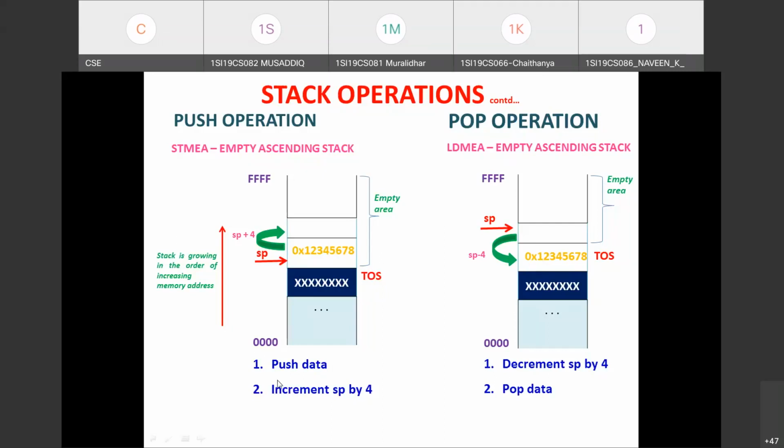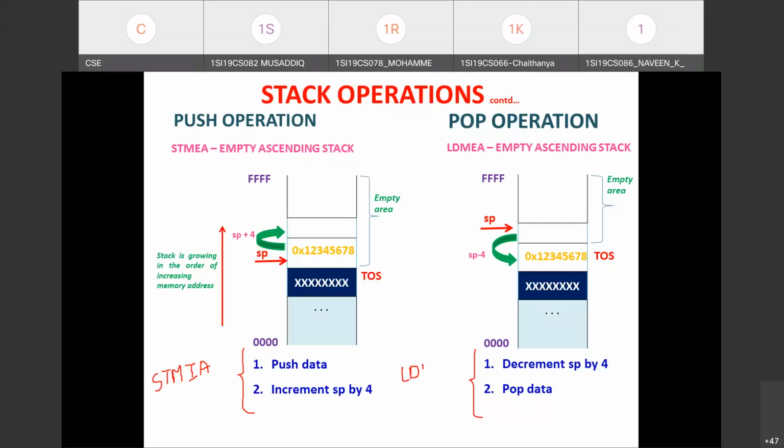So for STMEA, see what are the two operations performed, and for LDMEA, what are the two operations. Now you can easily guess the equivalent STM and LDM instruction by considering these two. Can you tell the equivalent STM instruction? STMIA, very good. It is first push and then increment. It is increment after. And what is the equivalent LDM instruction?